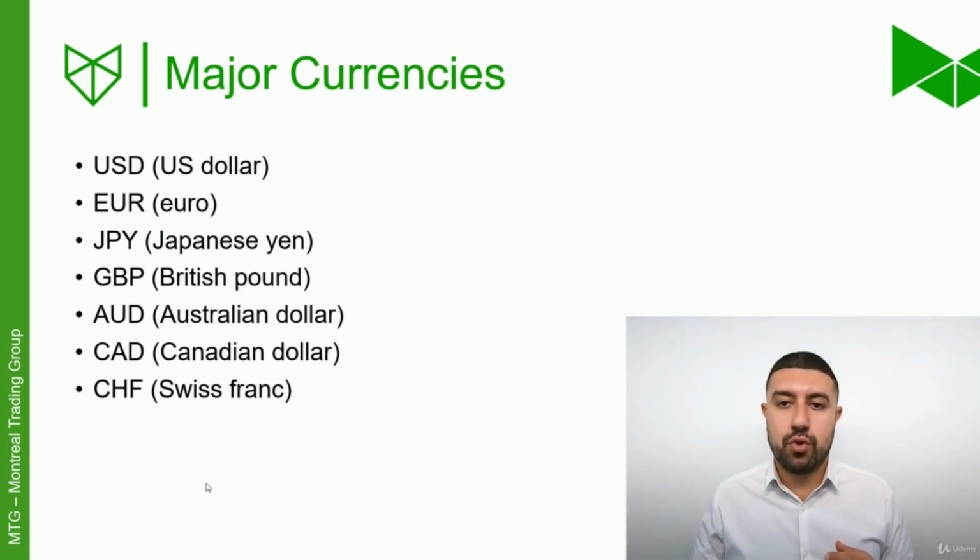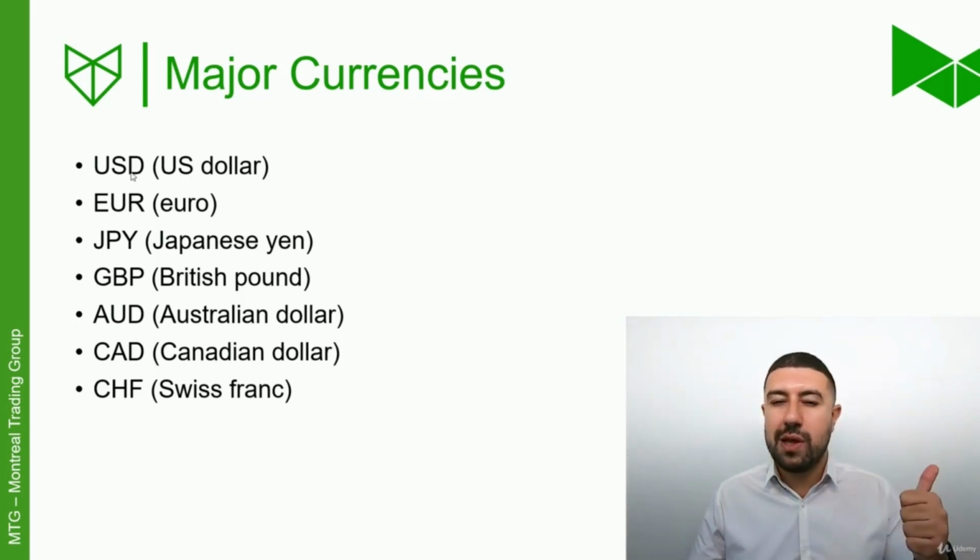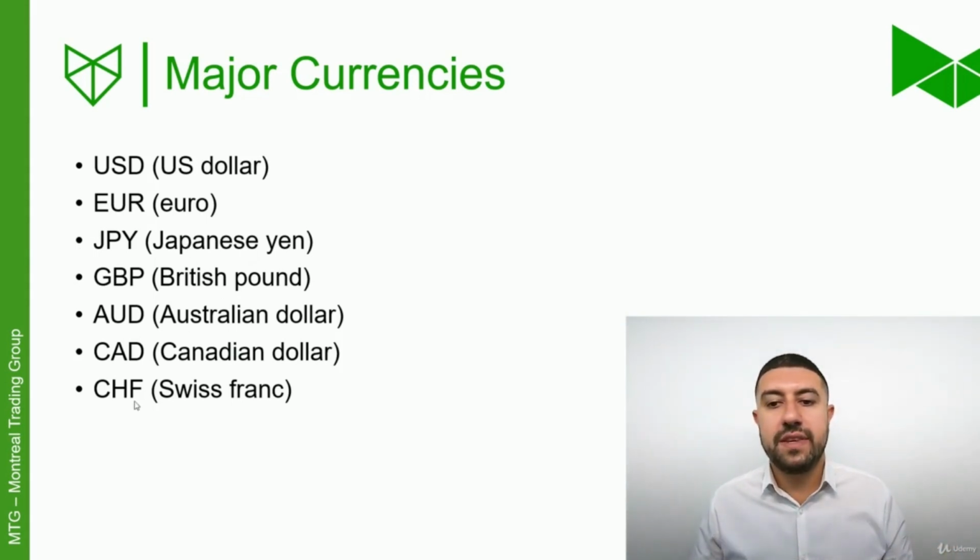Now, I didn't put them in order. It is true that the US dollar is the most traded one. The euro is the second, but I didn't really put these in order. They might be, they might not be. But yeah, you have the Japanese yen, that's very much traded as well. The British pound, Australian dollar, Canadian dollar, and Swiss franc. So these are the major currencies.